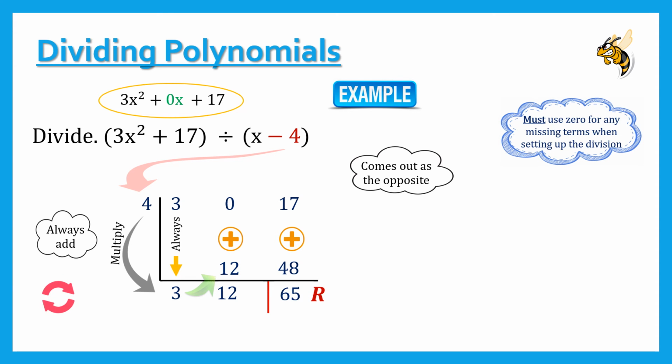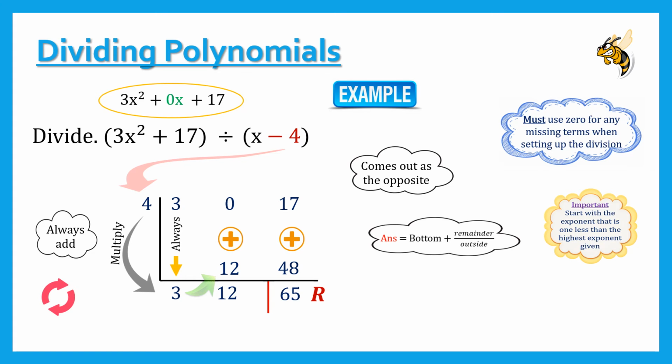Remember, your last one is always a remainder. And when we write an answer, it's going to be the bottom plus the remainder over the outside, which is represented by the 4, which represents x minus 4. So that goes in the bottom. So it's going to be over x minus 4.